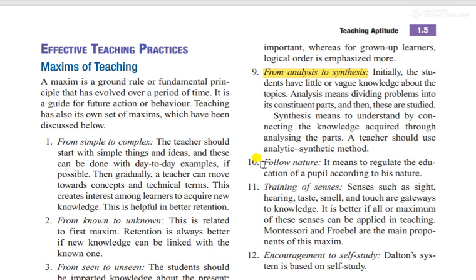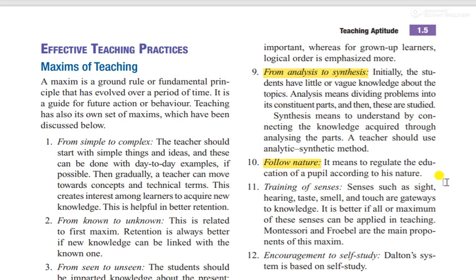Another one is follow nature. It means to regulate the education of pupils according to their nature. Students can have different natures. All the students cannot have the same kind of mindset or nature. A student may have a different nature according to their environment, their family background, and so many factors that influence the nature of the student. What is the nature, the belief, the attitude of the student?